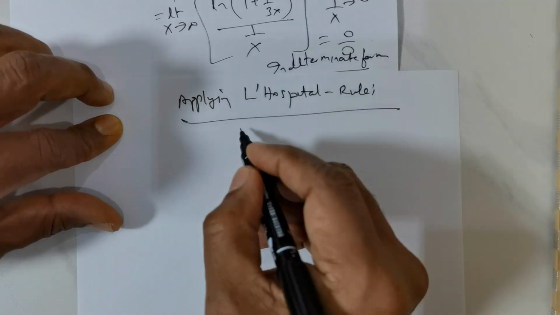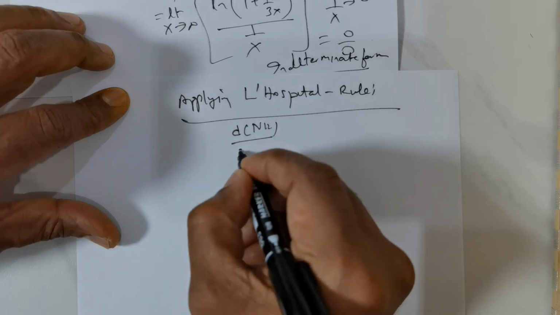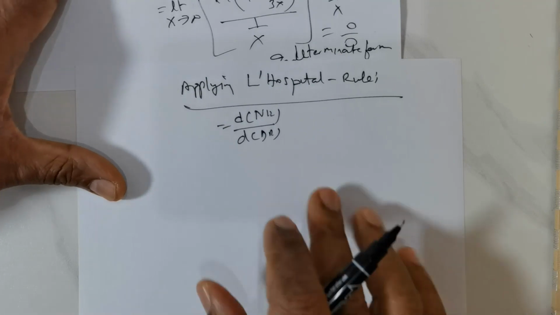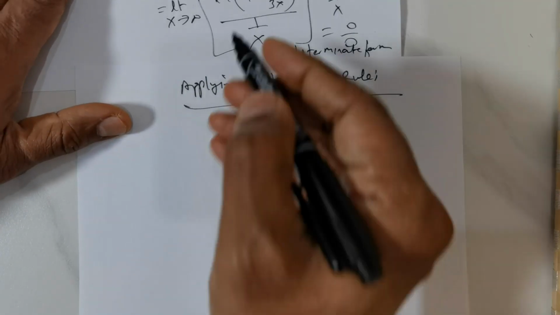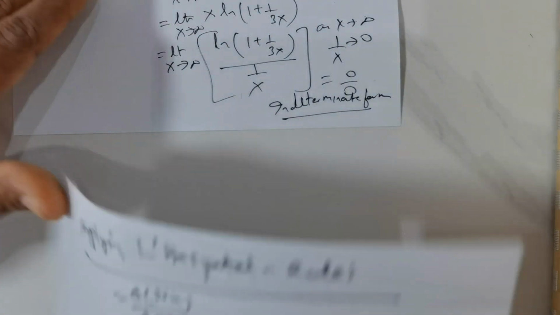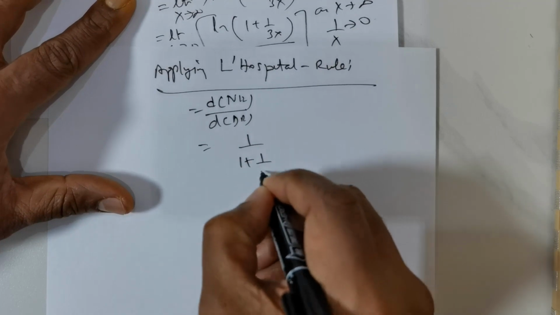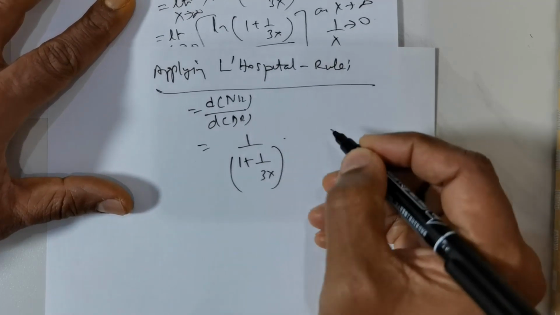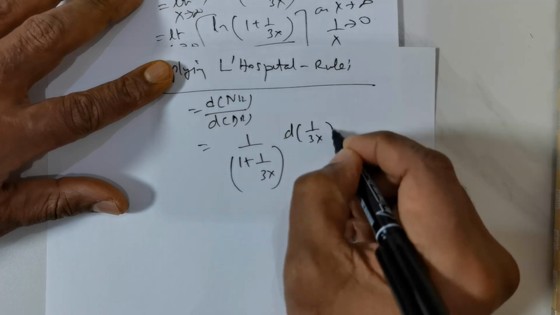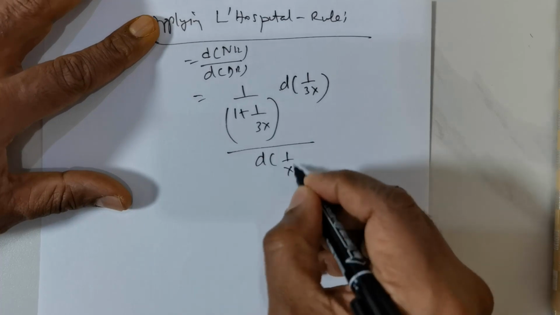So what does the L'Hopital rule state? Differentiation of the numerator divided by the differentiation of the denominator, right? This is our L'Hopital rule. So I'm going to differentiate this quantity. What is the differentiation of that? That is going to give me 1 over (1 + 1/(3x)) multiplied with the differentiation of 1/(3x), divided by the differentiation of 1/x.